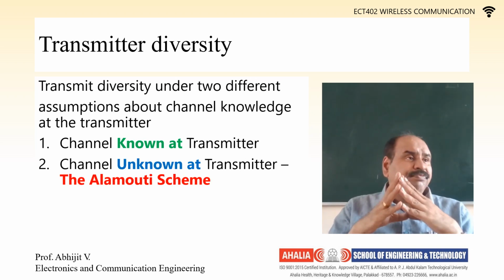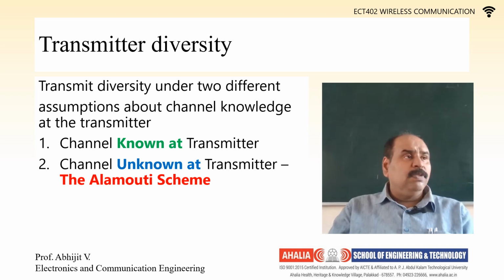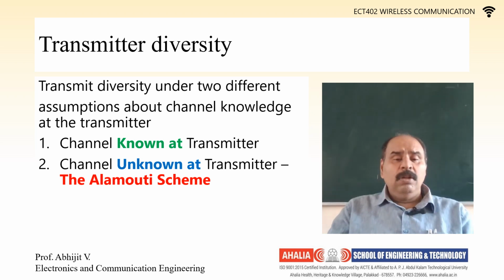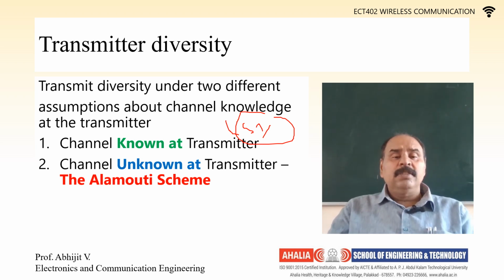Now let us consider two cases. To understand transmit diversity, we will be considering two cases. One is with channel knowledge, or what you call channel state information, also called channel side information, CSI. So we'll have two conditions. In the first condition, the channel side information is known at the transmitter's end. The second one is that the channel side information is unknown at the transmitter end.